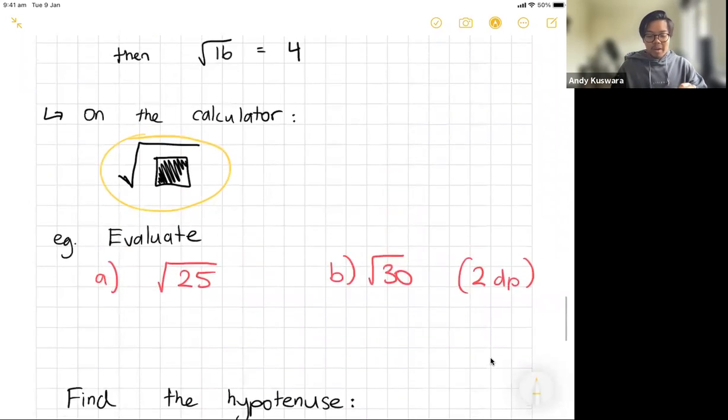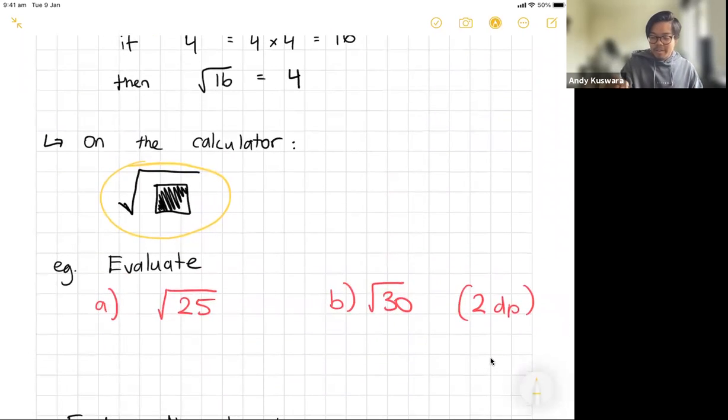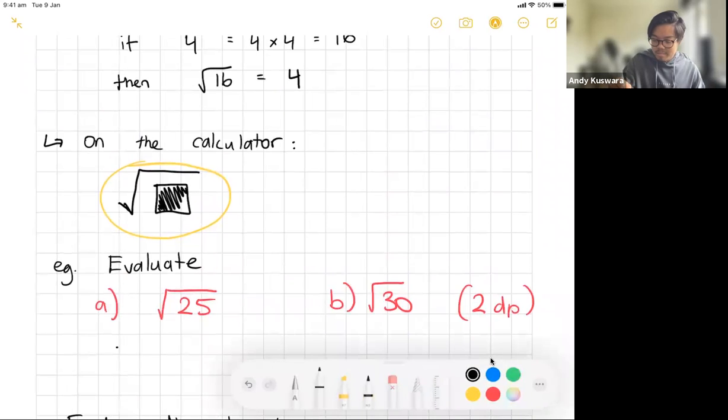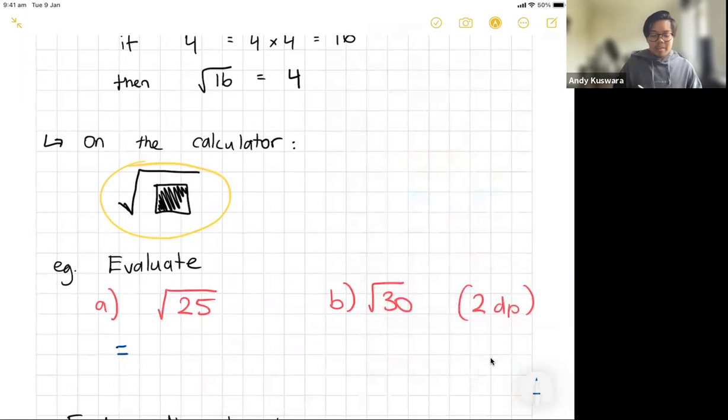Now, here's the part where they'll ask you to evaluate, and of course, you could use the calculator. Let's go for a question like this. I'm really enjoying this blue. So the square root of 25: in my head, I'm thinking what number multiplied by itself gives me 25? It's not 1 times 1, not 2 times 2, not 3 times 3, not 4 times 4. It's actually 5 times 5. So if they ask me for the square root of 25, I'm going to say it's 5.